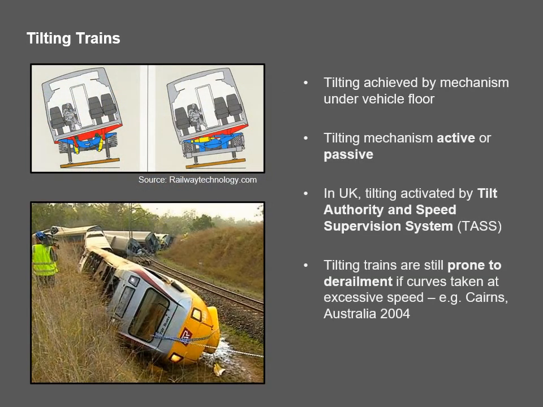So tilting is achieved by a mechanism under the vehicle floor. The tilting mechanism is either active or passive. In the UK, tilting is activated by the Tilt Authority and Speed Supervision System, or TASS. Tilting trains are still prone to derailment if curves are taken at excessive speed. For example, here you can see one that derailed in Australia in 2004.